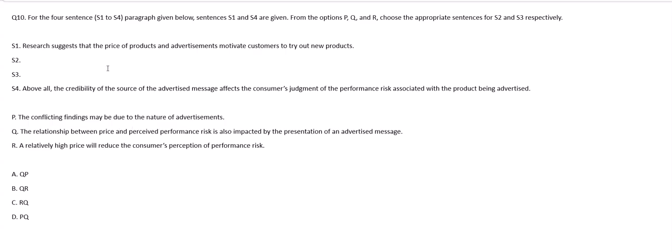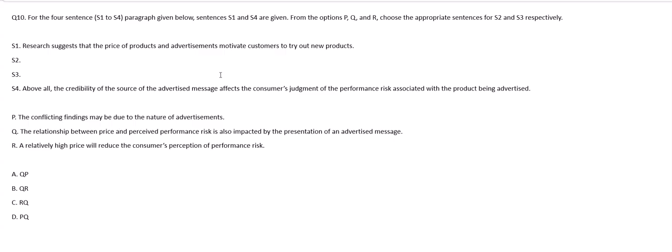If you see here, there is a drift from the impact of price of products and advertisements to the credibility of advertised messages to performance risks. Hence, in between, the conflicting findings will come. Sentence 3, the relationship between price and perceived performance risk, will come here. This sentence will come as sentence 2. Hence, the answer is Q P.